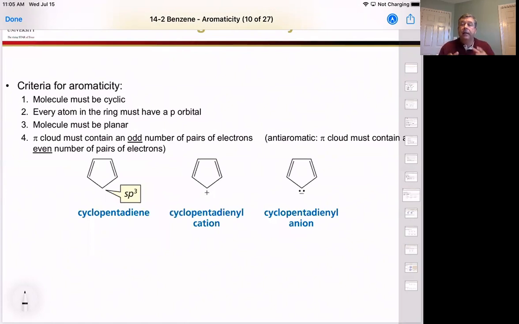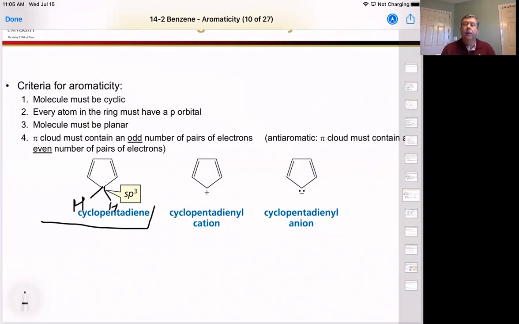Okay, so let's look at what kinds of things we can have in there. Does everything we've looked at right now have an even number of atoms in the ring? Can we have a non-even number of atoms in the ring? And the answer is yes, as long as you meet all of the rules. So let's look at this compound right here, the cyclopentadiene, okay? It has an sp3 hybridized carbon here. It has 2 hydrogens right here. So we meet number 1, it is cyclic, but every atom in the ring does not have a p orbital. Because this carbon is sp3 hybridized, there is no available p orbital, and therefore we've broken a rule. In addition, the cyclopentadiene actually puckers up a little bit and breaks planarity.